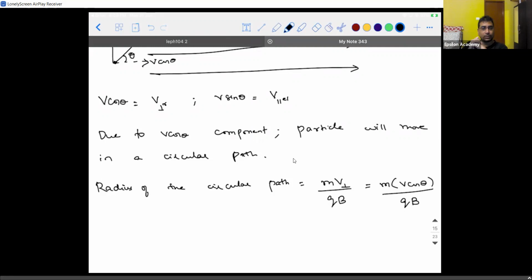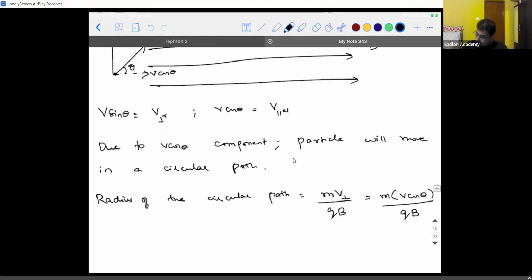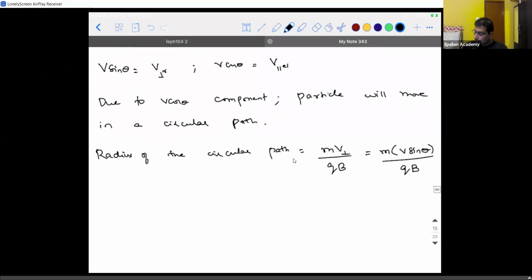Guys, are you clear with this? Sorry. Why none of you told me that? V sin theta is the perpendicular and V cos theta is the parallel component. So the radius is M into V sin theta divided by QB. Let this be equation number 1. Is there any doubt till this step? No, sir.